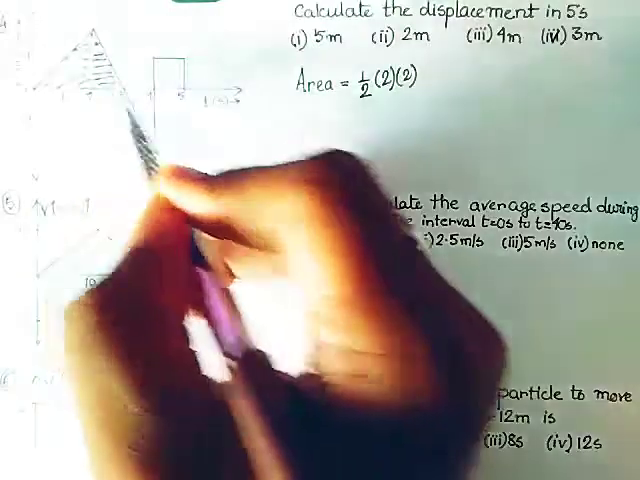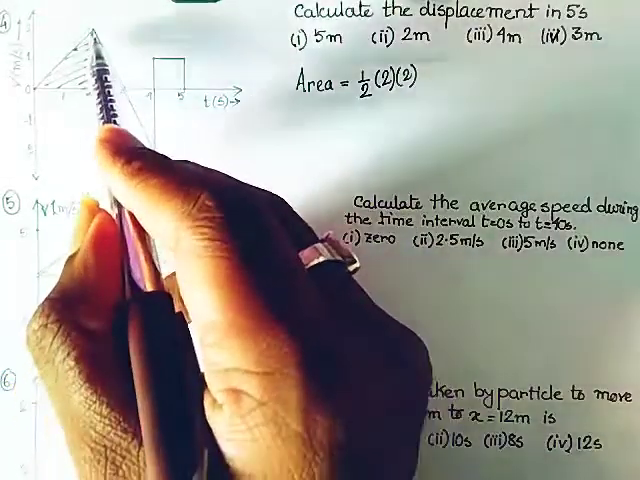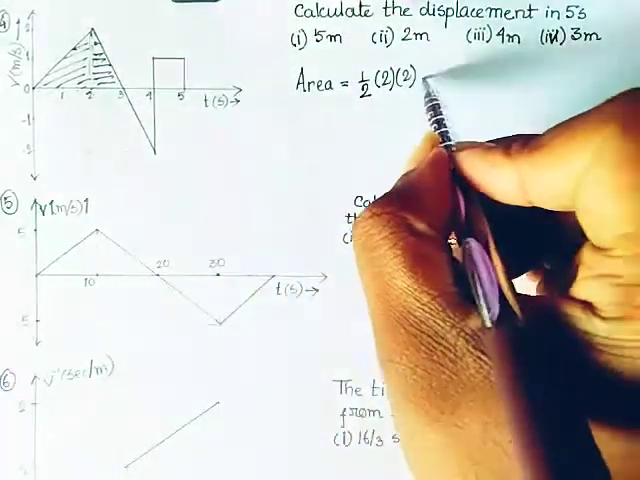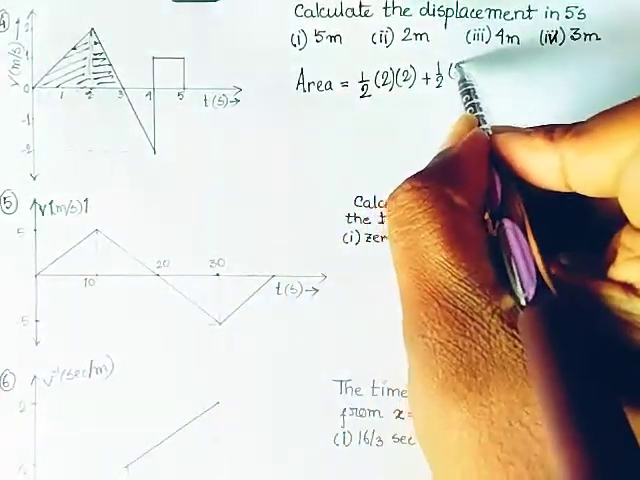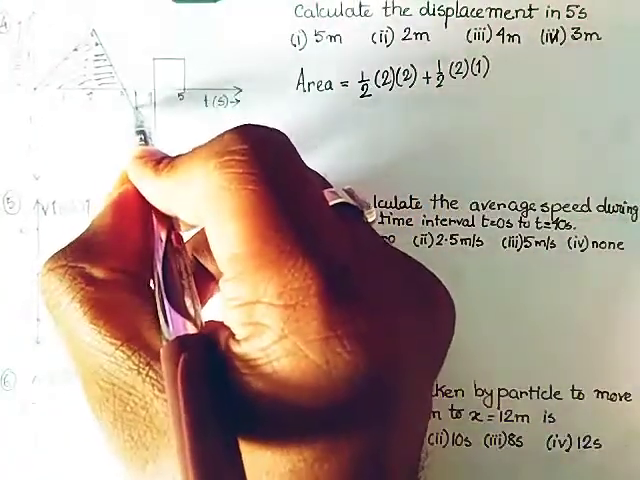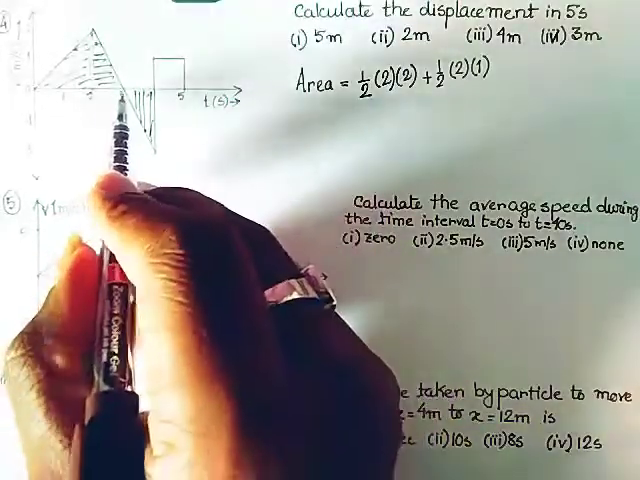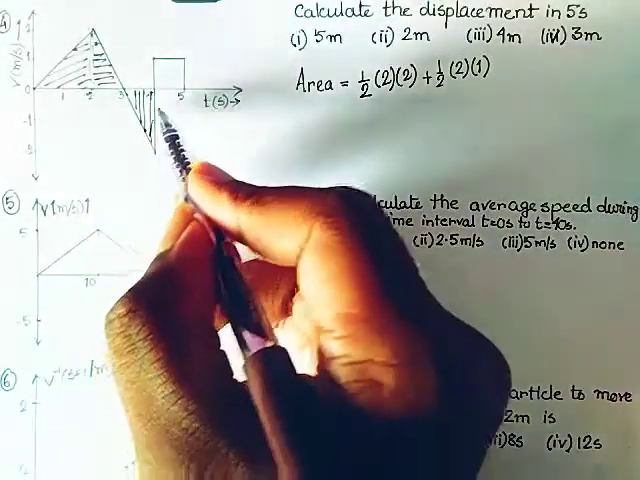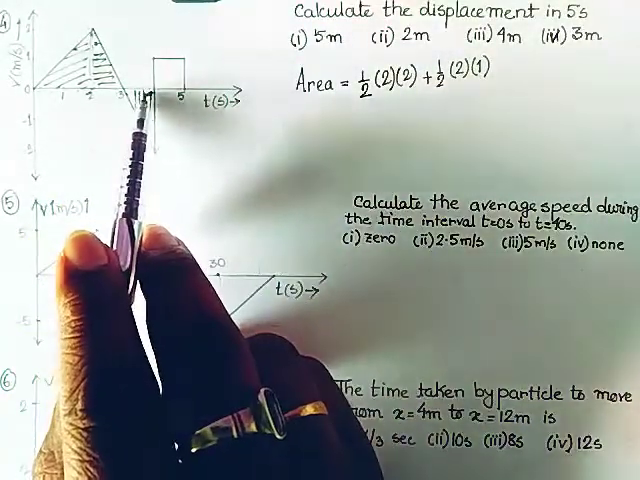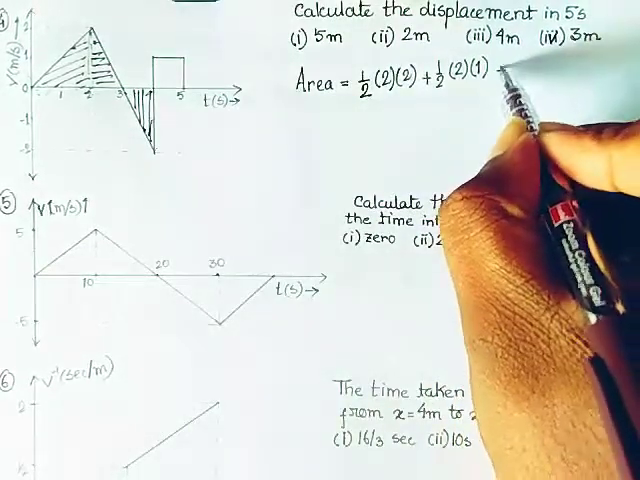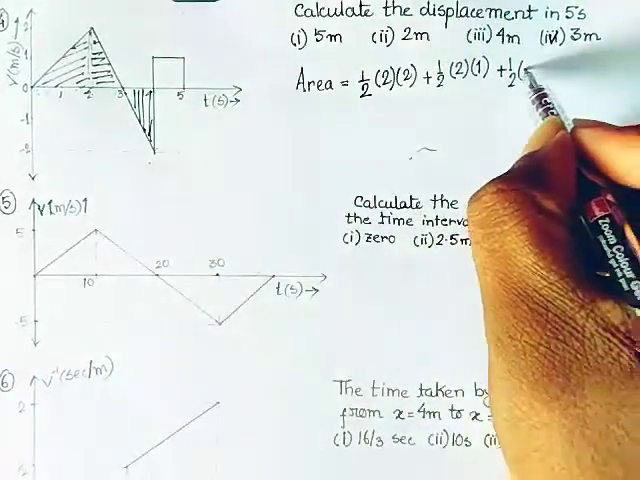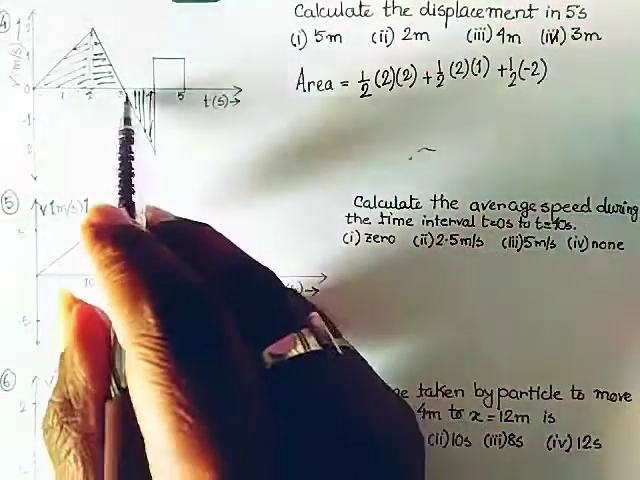Next is this triangle. If I take this triangle, then for this triangle the height is 2 and the base is 2 to 3, that is 1. So it will be half into 2, the height, and the base is 1. Now for this triangle, if I want to take, then it will be from 3 to 4, and the height of it is -2 and the base is 3 to 4, that is 1. So I can write down 1 by 2, the height is -2 and the base is here 1.